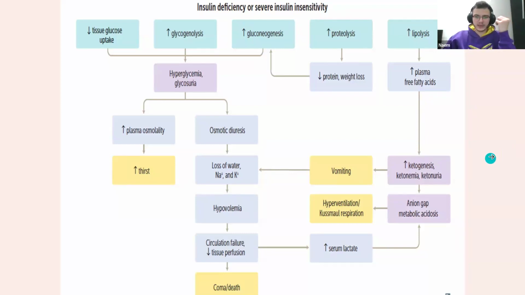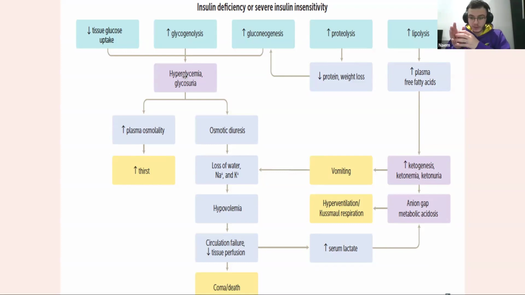Now, the problem is specifically in type 1 diabetes, you almost never have insulin, because the body can't produce insulin. So lipolysis is always happening, and you're always going to have free fatty acids in the plasma. Now you have an excess of these fatty acids. So what's going to happen to these fatty acids?